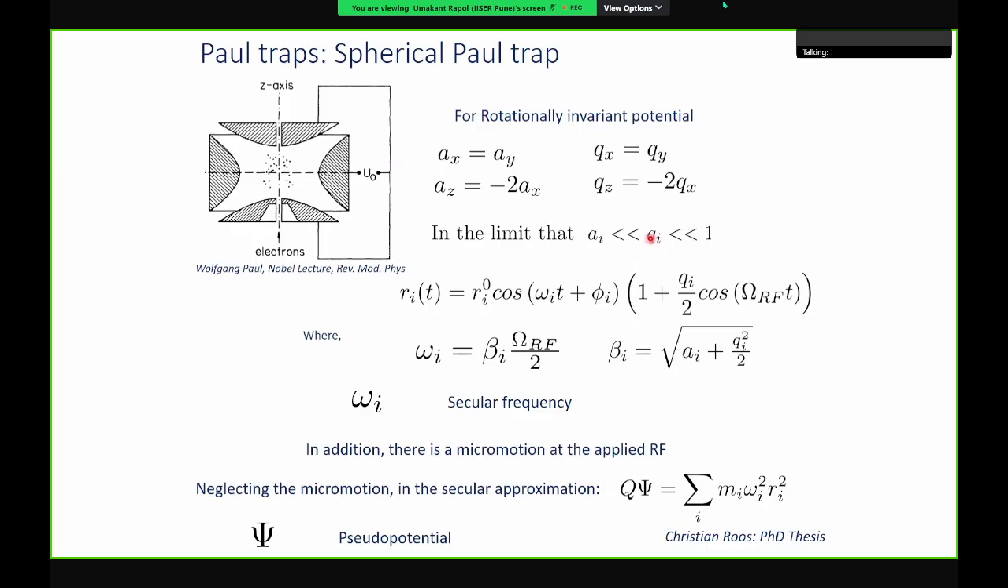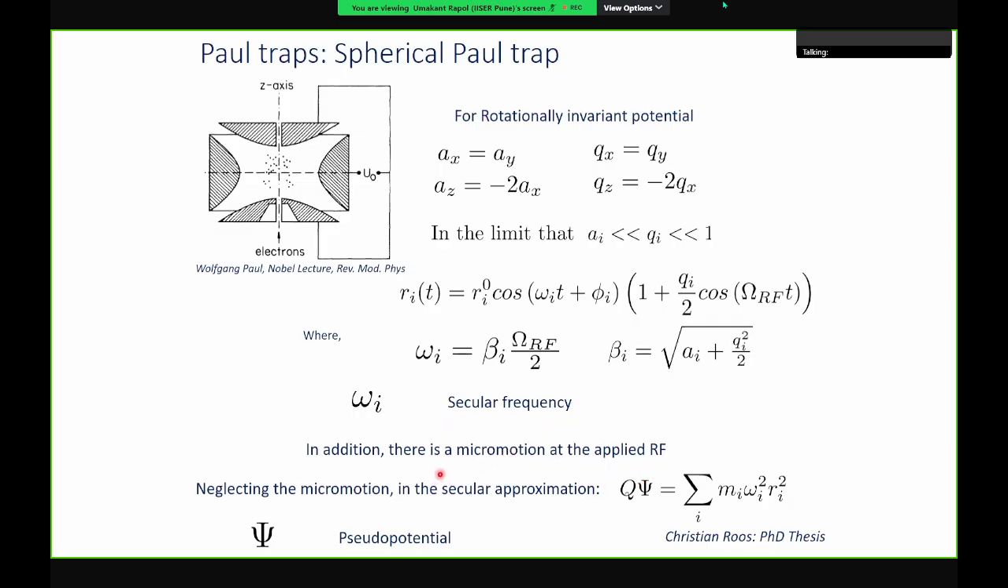Now, for very small values of AI and QI, you get the final equation of motion for Ri, along R and along the Z axis, to be this, where you get these frequencies omega I, which are called the secular frequencies, and the parameter beta. The secular frequency is nothing but the frequency of the ion in the time-averaged sense of the potential.